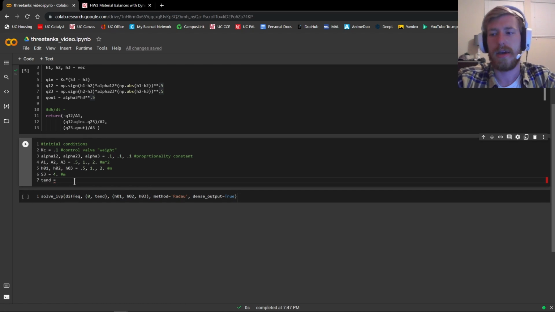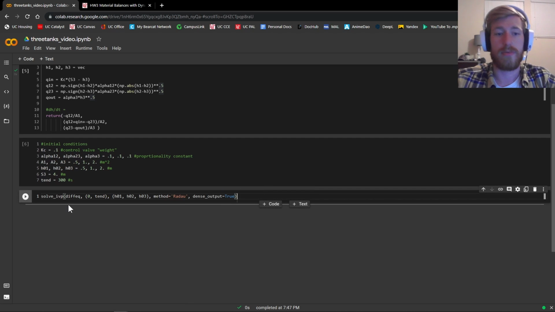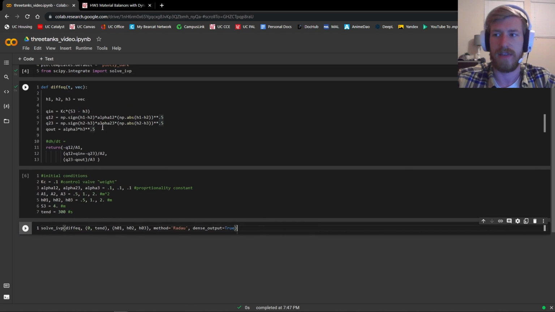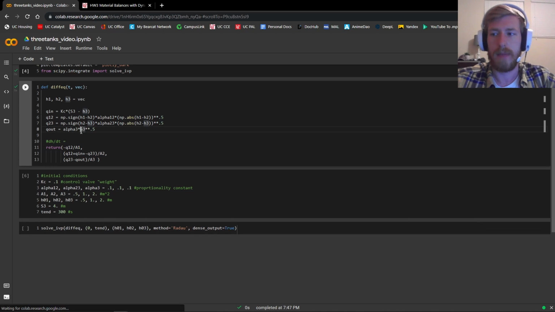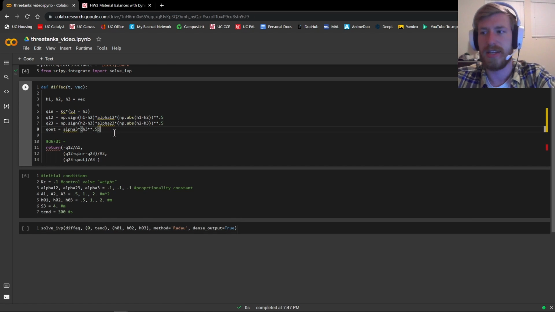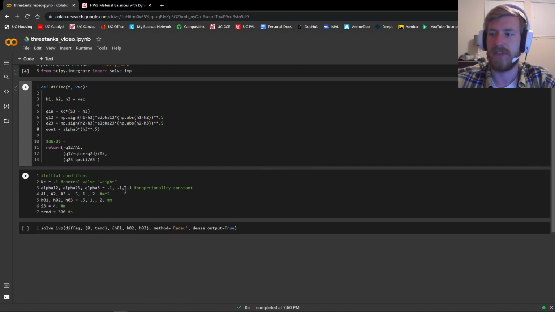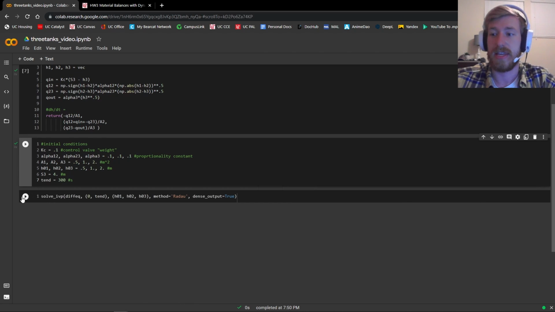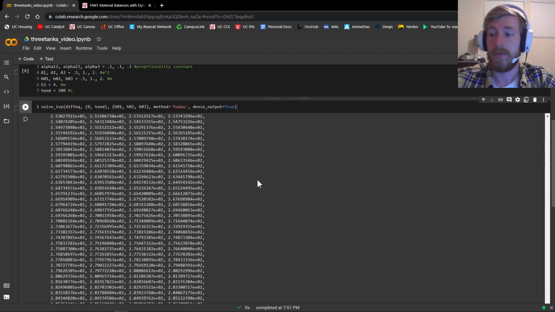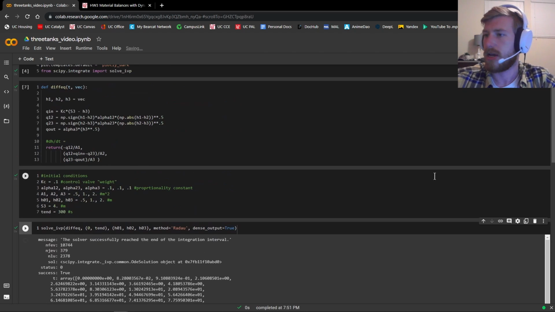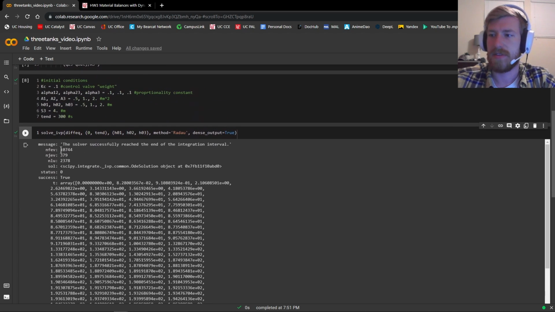So our t end, I think we're going to do around 300 seconds. So I'll make sure to put this in parentheses, seconds, right there. So hopefully, if we run this, it should solve these three differential equations as I've described them up here. I'm going to case this in parentheses just in case it ends up not liking that. Redefine this to include our t end and run this. And it works. So as we can see here, it's going to give us a lot of stuff. It says, message, it successfully reached the end of the integration.